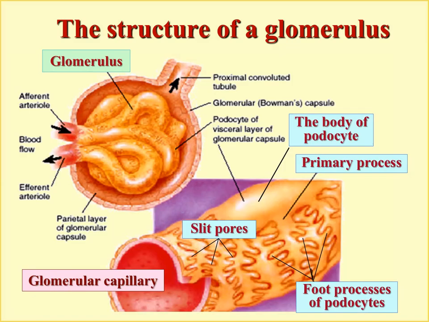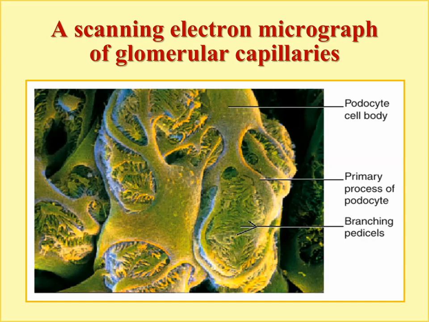Here you saw the schematic presentation of the filtration membrane of glomerular capillaries, and here is the actual view, a scanning electron micrograph of a glomerular capillary. And you can see here the podocyte cell bodies. You can see the larger primary processes and the small branching foot processes of podocytes shown here. And slit pores are visible between these last processes.